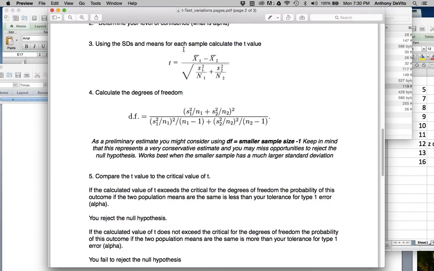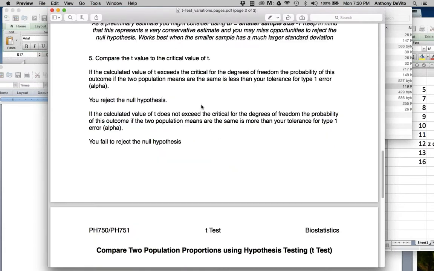This is no different than the calculation we did before, except we're using S1 squared and S2 squared instead of the pooled standard deviation in each case. In that case, if this t-value is greater than your critical value, you know your p-value is less than 0.05, and you can reject your null hypothesis.